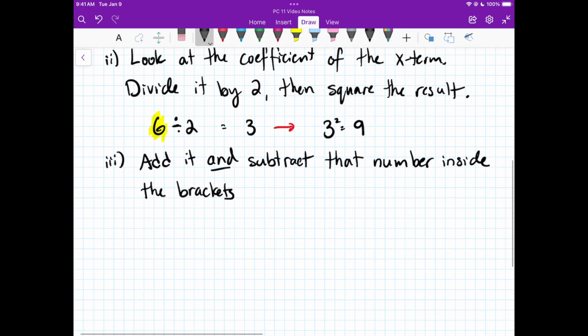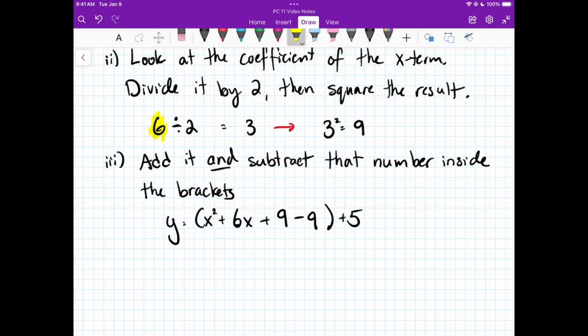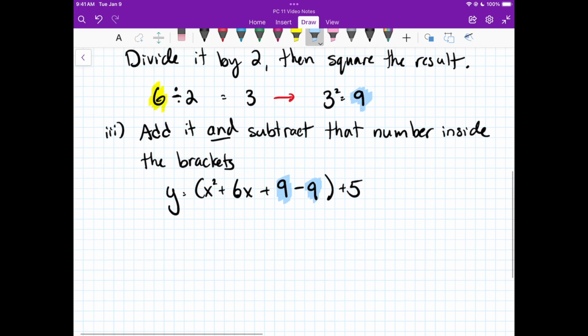All right. So that will look for us something like y equals x squared plus 6x plus 9 minus 9, and then plus 5. So these two 9s came from this 9 that we got up here. The thing is, I don't actually really want that negative 9. It's the plus 9 that I'm interested in. But in order to bring in the positive 9, I have to counterbalance it with something on the opposite side. So we've got a plus and a minus to keep things fair.